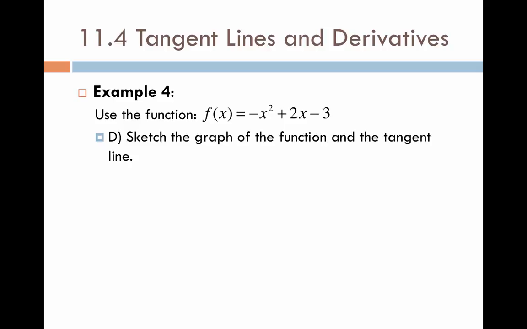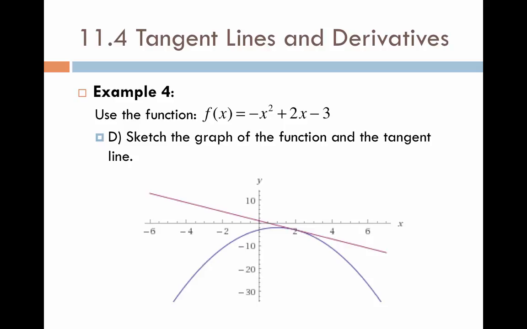D, sketch the graph of the function and the tangent line. So on your calculator, the function f of x looks like the blue line, and your tangent line is the pink line there, and they are tangent at the point 2 comma negative 3. So they share that same point.